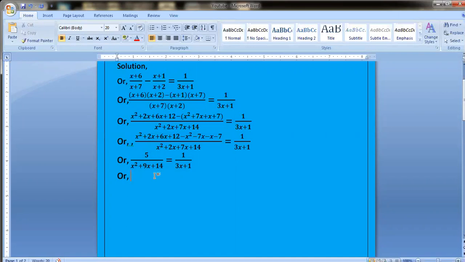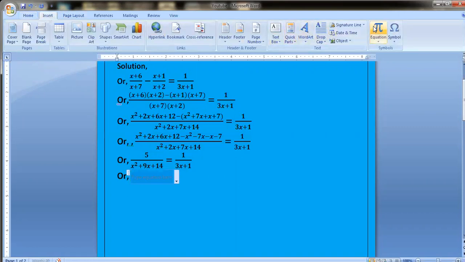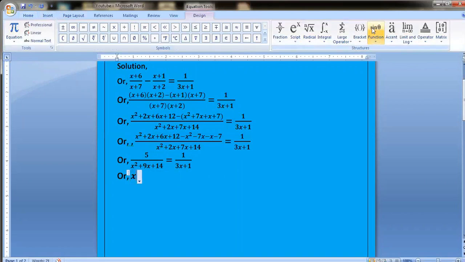So it would be x square plus 9x. I'm just doing cross multiplication. Plus 9x and plus 14 equals 5 into 3x, which equals 15x, and plus 5. Yes, plus 5.